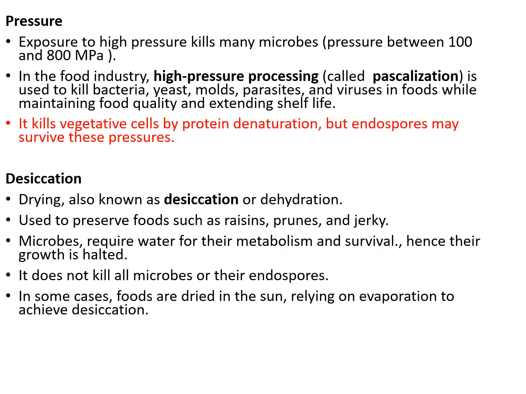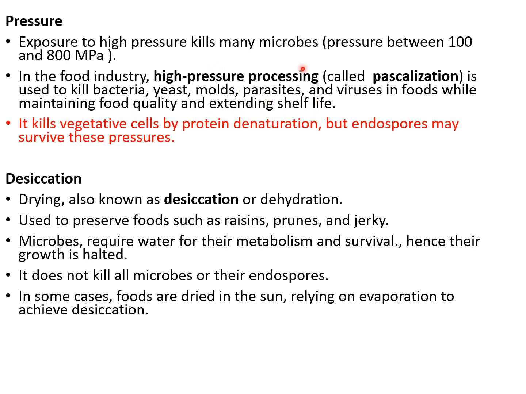Next method is pressure. Exposing food to high pressure also kills microorganisms, around 100 to 800 megapascals. In the food industry, they use this high pressure processing. You call it pascalization. This is used to kill bacteria, yeast, molds, parasites, viruses, etc., so that you maintain good food quality and extend the shelf life of food.